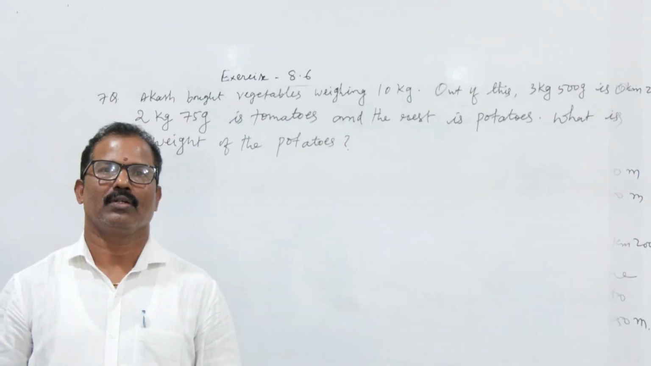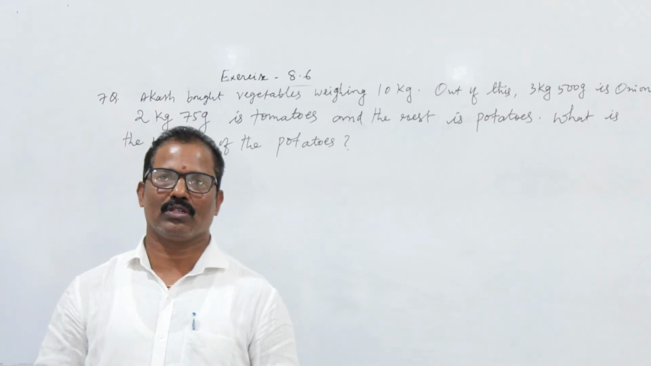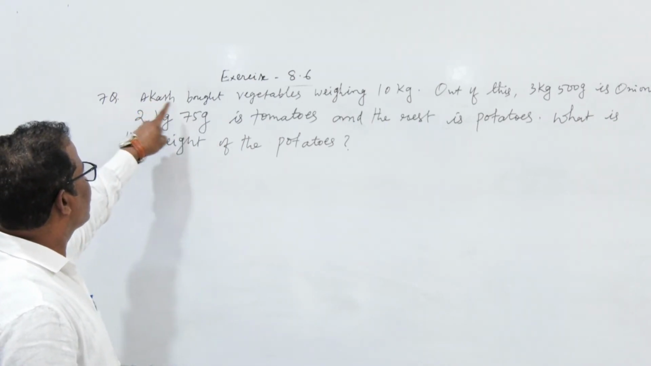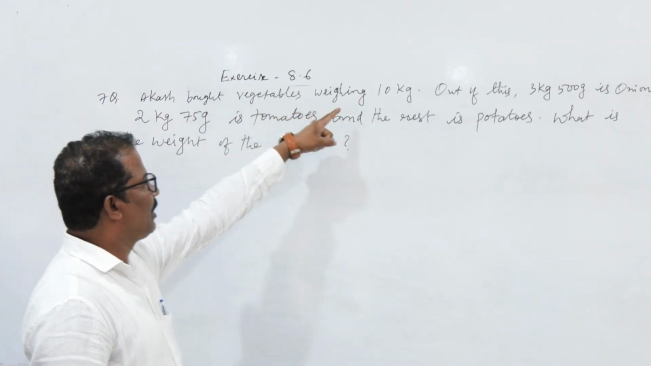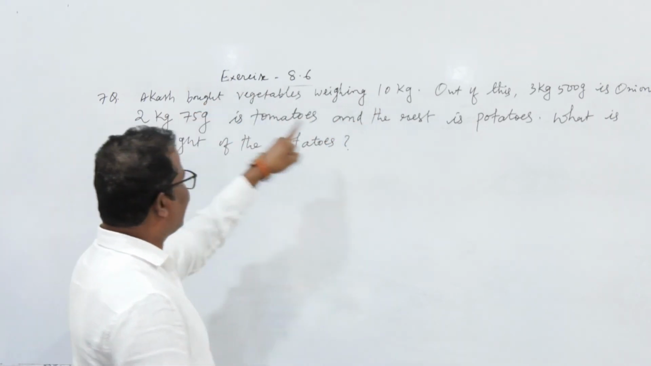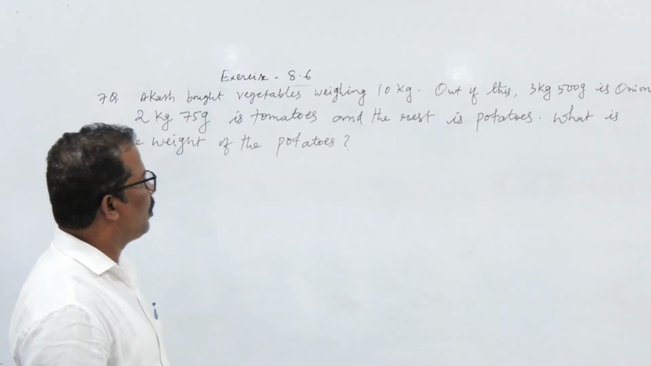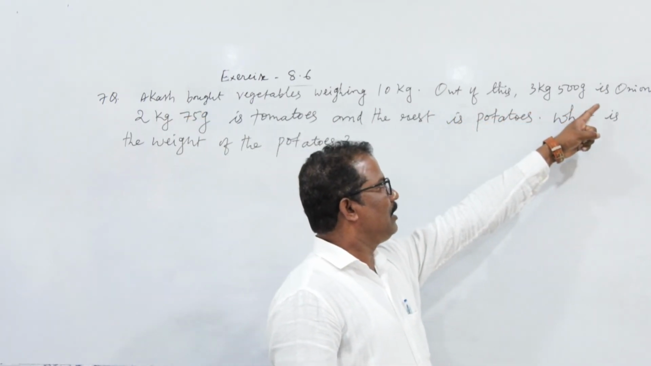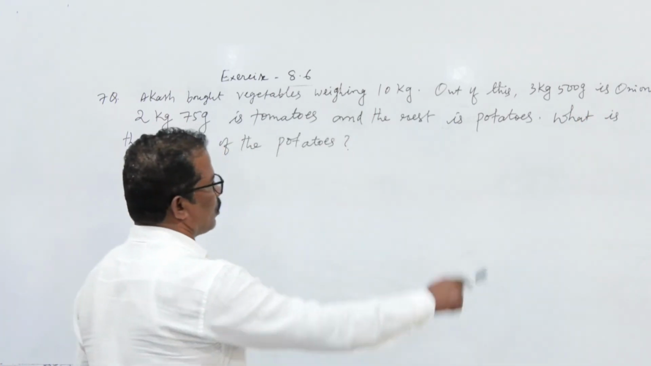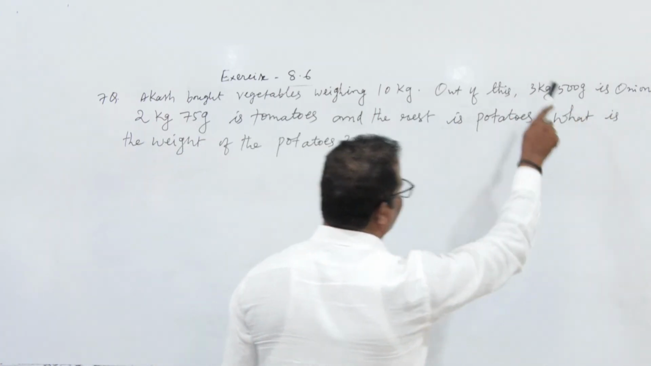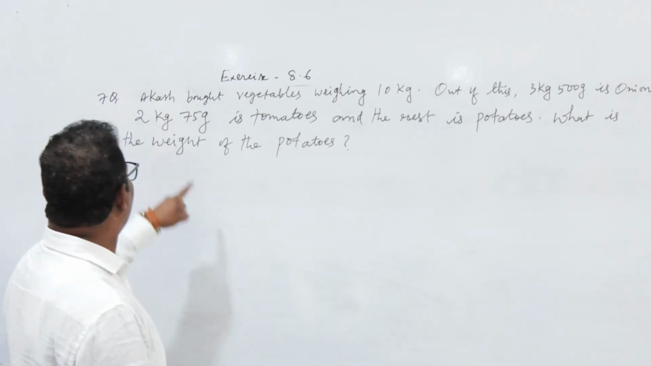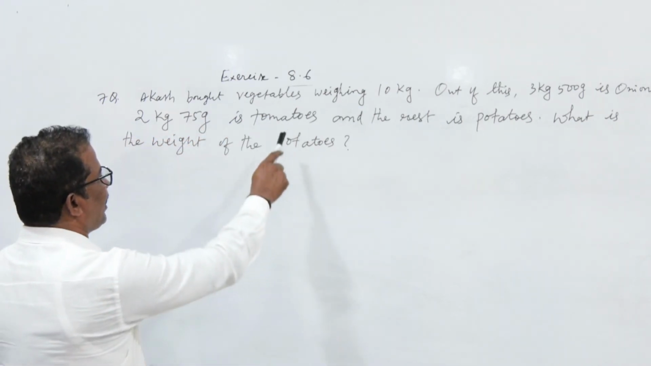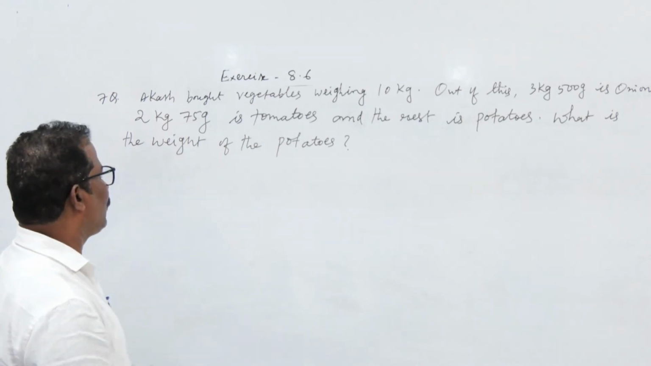Understand, students? Students, now we are going to see the last question of this exercise. That is the 7th question. In this question you see, Akash bought vegetables weighing 10 kg. Total 10 kg vegetables Akash bought from the market. Out of these, 3 kg 500 gram is onions. So the weight of the onion is 3 kg 500 gram. And 2 kg 75 gram is tomatoes. That means the weight of the tomatoes is 2 kg 75 gram.